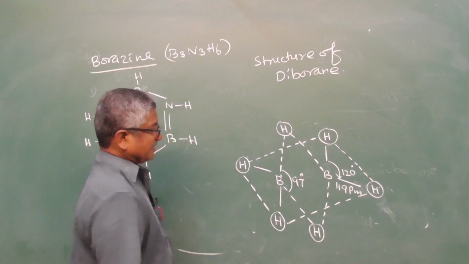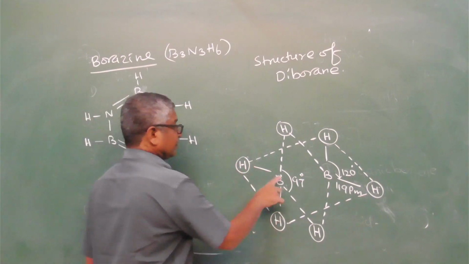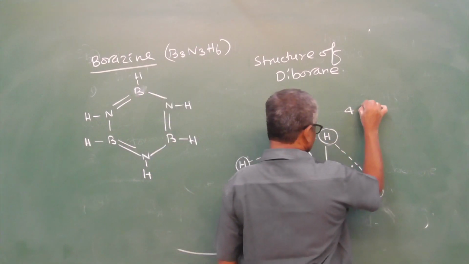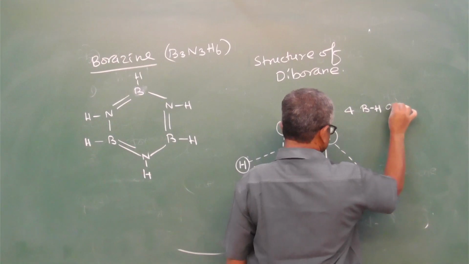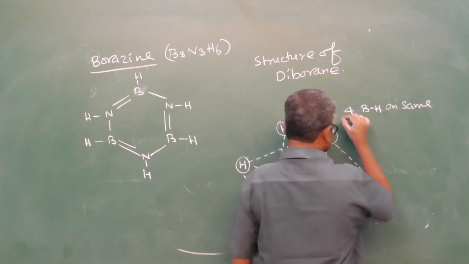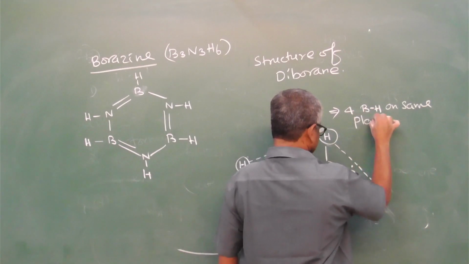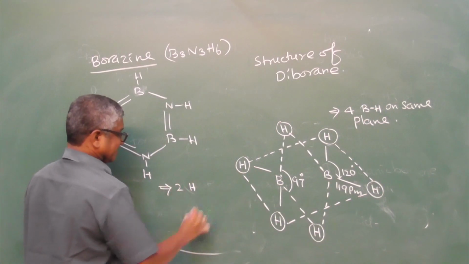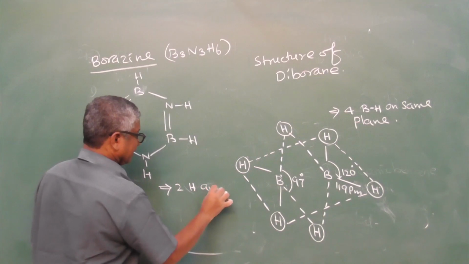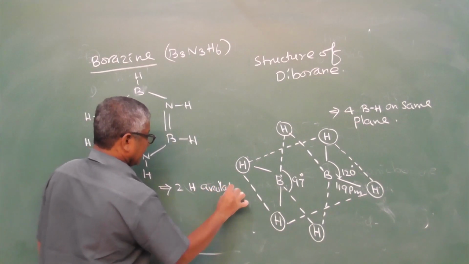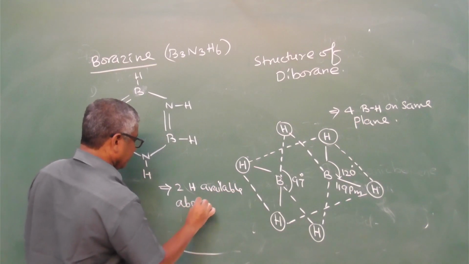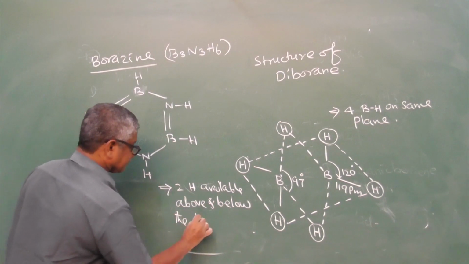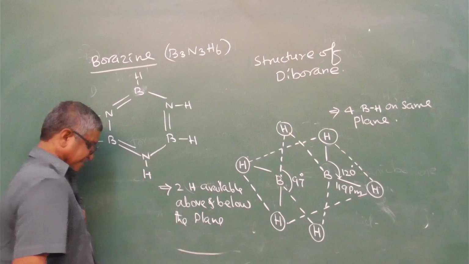So the bond length here: 4 BH are available on the same plane, 4 BH on the same plane, and 2 hydrogens available above and below the plane, above and below the plane.